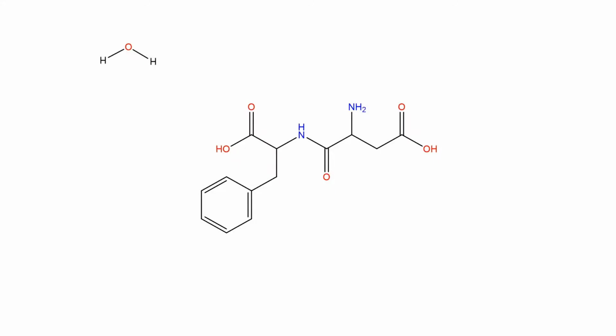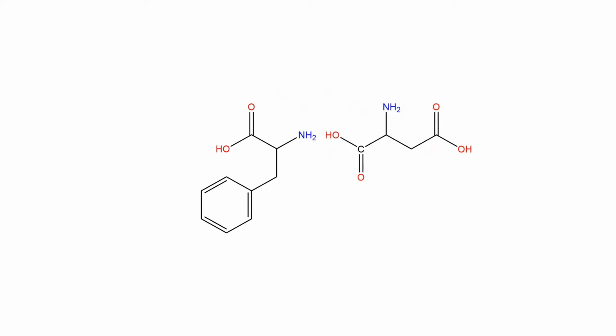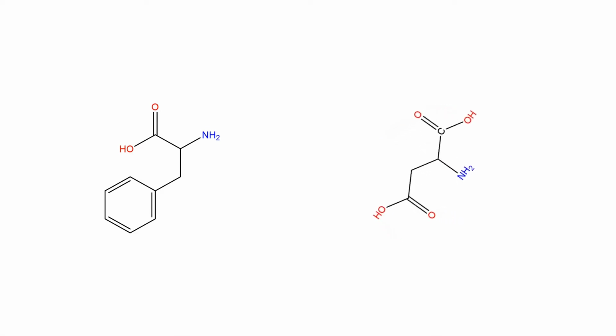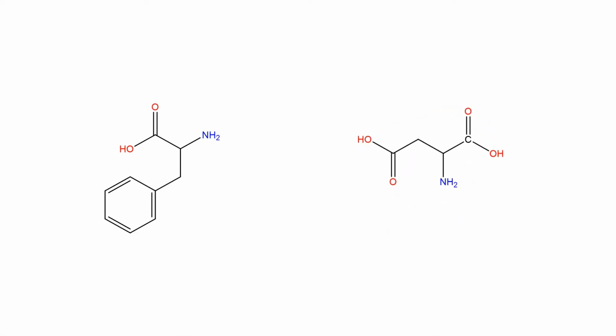Another addition of water through acid catalysis. It's going to break that bond between the 2 amino acids and form aspartic acid and phenylalanine. If I spin the aspartic acid around, that's the structure that we're used to looking at.